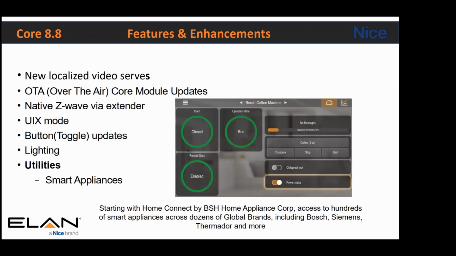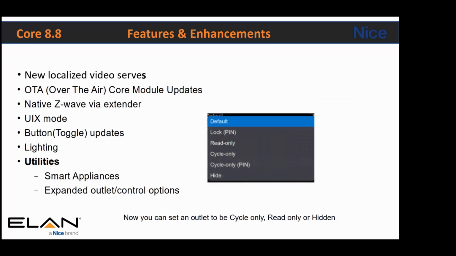Now, utilities. So 8.8 launches our intro into appliances, and we did that through Home Connect, which is Bosch, and that includes hundreds, if not thousands, of different smart appliances across dozens of global brands, including Bosch, Siemens, Thermador, and more. And that's kind of an image of what it looks like. But this was a big request for utilities.